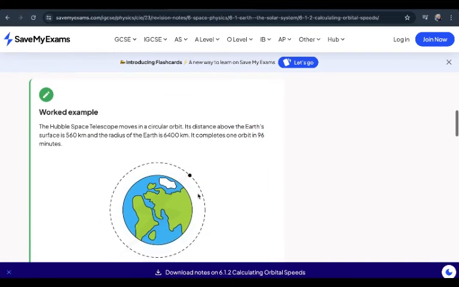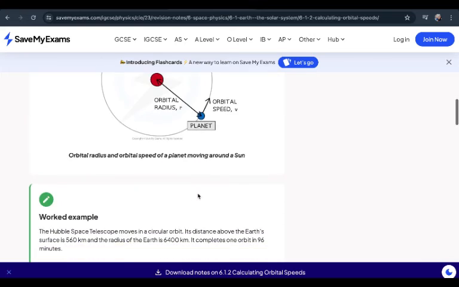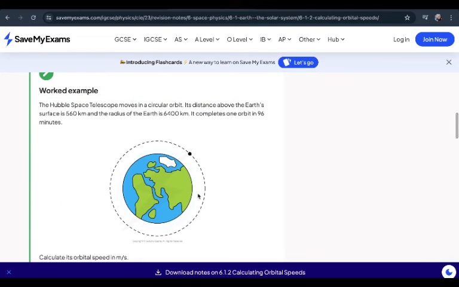Let's take a look at an example. The Hubble Space Telescope moves in a circular orbit. Its distance above the Earth's surface is 560 kilometers, and the radius of the Earth is 6,400. This is usually almost a constant that you need to know. It's actually about 6,300 or something, but for ease of calculation, we make it 6,400 kilometers. Now it completes one orbit in 96 minutes.